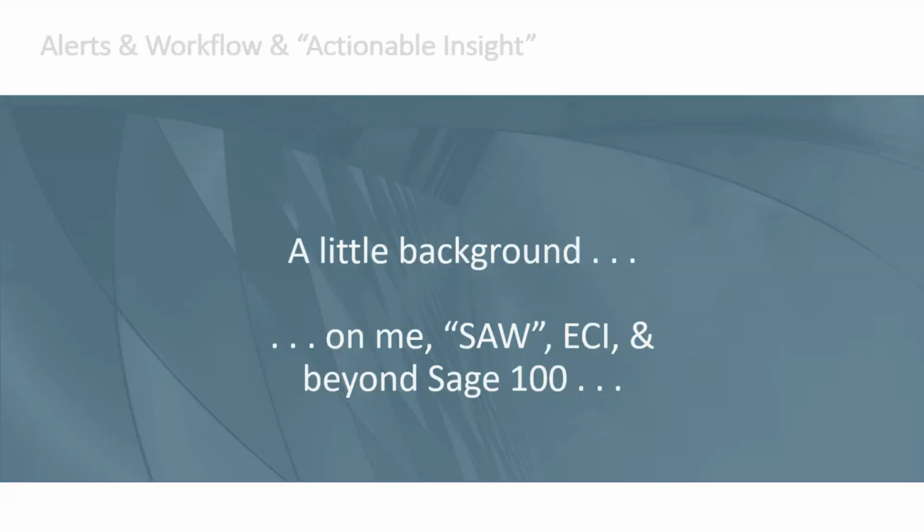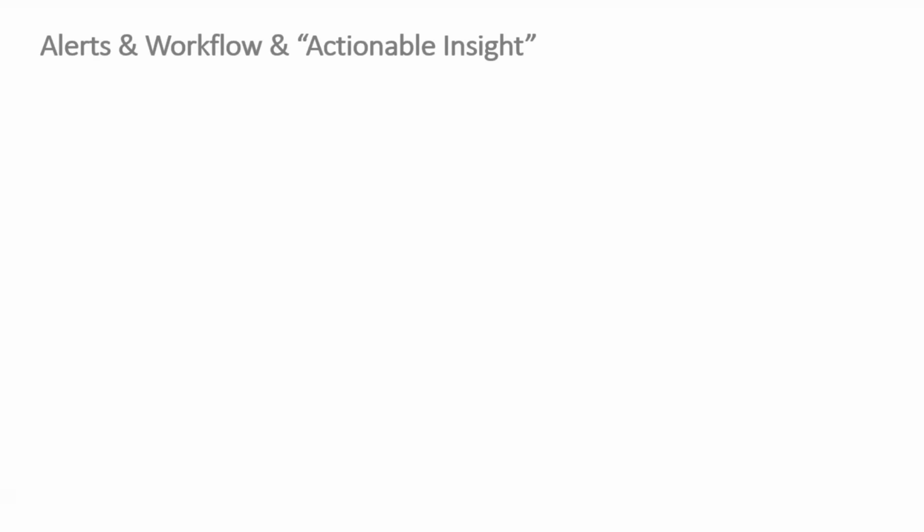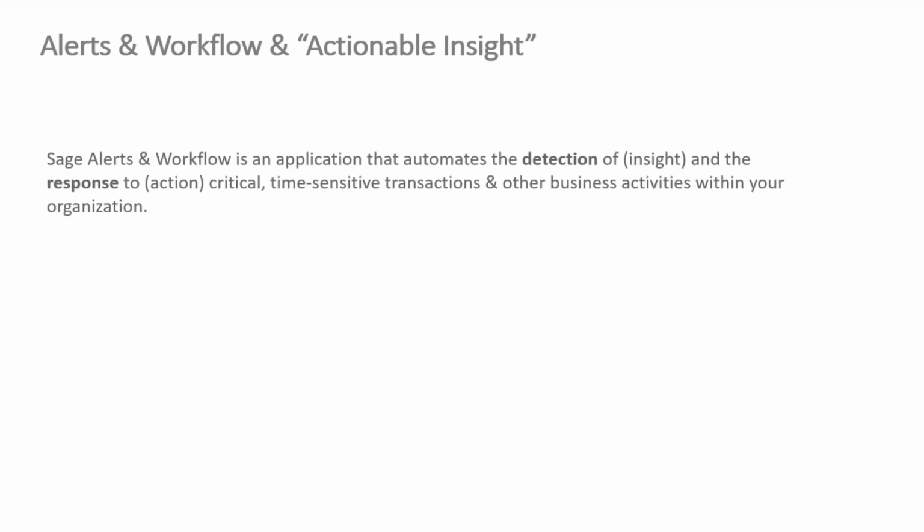And so with that introduction, let's talk about Sage Alerts and Workflow and a concept called actionable insight. Now, Alerts and Workflow really focuses on two things for an organization. It automates the process of detection of critical, time-sensitive business conditions, activities, and anomalies, and when it finds that those conditions occur, it automatically responds to them. And so that's where we get this concept of actionable insight.